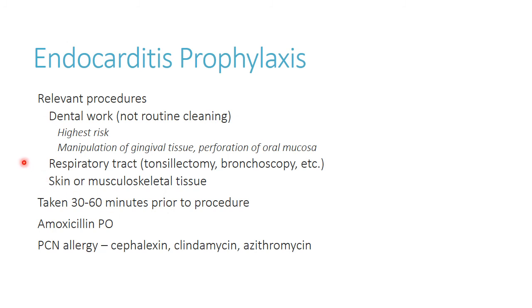So some relevant procedures that you may need prophylaxis for include dental work, other than routine cleaning, like root canals or anything like that. It would definitely be at the highest risk for having some of those mouth bacteria translocating via the bloodstream to the heart valve, especially any kind of gingival tissue manipulation or perforation. Certainly the respiratory tract, so if they had maybe a tonsillectomy, bronchoscopy would also be high risk. And then any kind of skin or musculoskeletal tissue surgery, things like that, they should be on prophylaxis regardless.